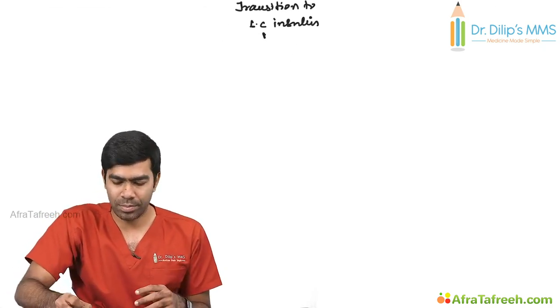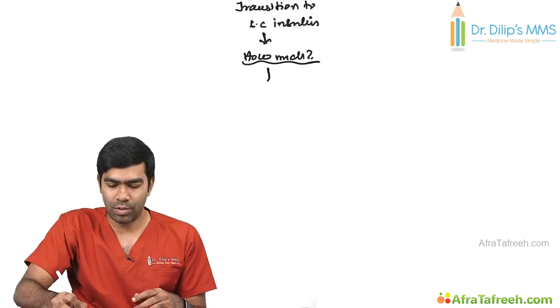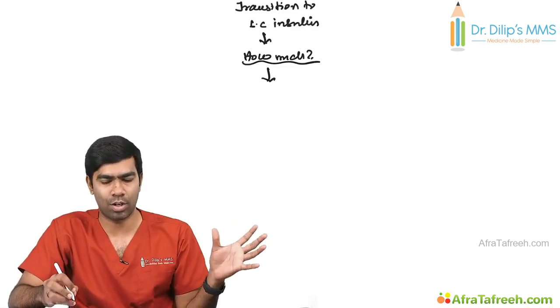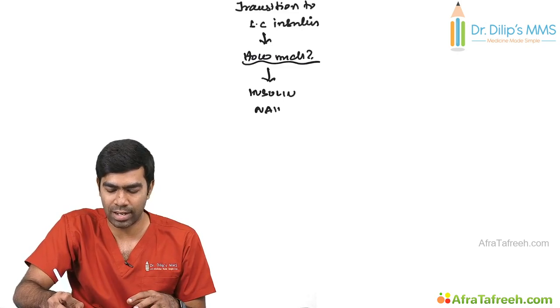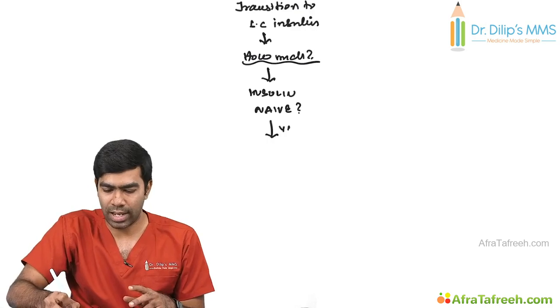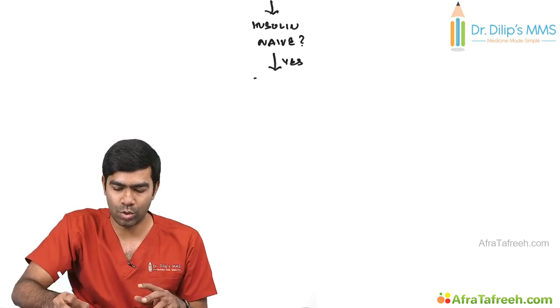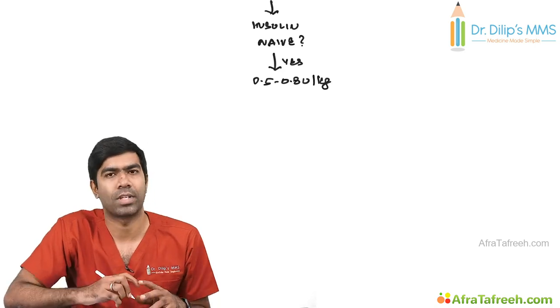So now the question comes, how much of subcutaneous insulin has to be given? How much dose? So for that, you have to ask the question whether the patient has been taking any insulin in the past or not. So that's the question I'm going to ask, whether the patient is insulin naive or not. If the patient is insulin naive, which means they have not taken any form of insulin in the past, then usual starting dose is 0.5 to 0.8 units per kilogram, in the setting of DKA.